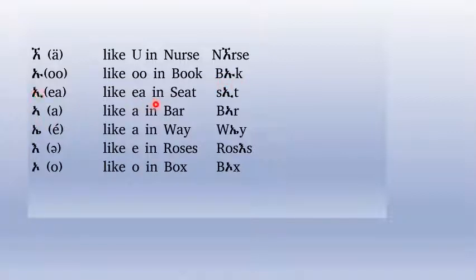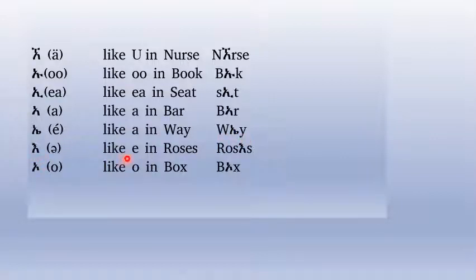E like ea in seat. S, E, A, T, seat. R like in bar. B, A, R, bar. A like ay in way. W, A, Y, way.